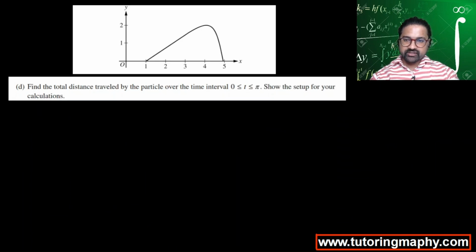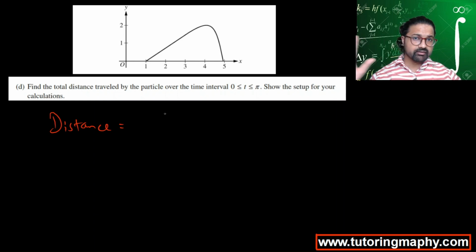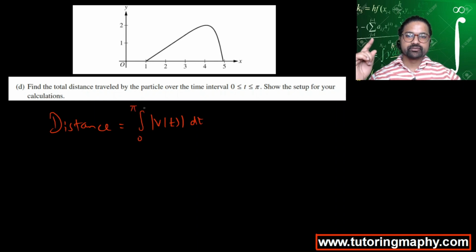Alright, the last question is find the total distance traveled by the particle from 0 to pi. Remember, this is a direct formula. We should know this formula: the expression for the distance in the case of a plane curve, not a straight line, is nothing but the integration of the speed between whichever points we need.